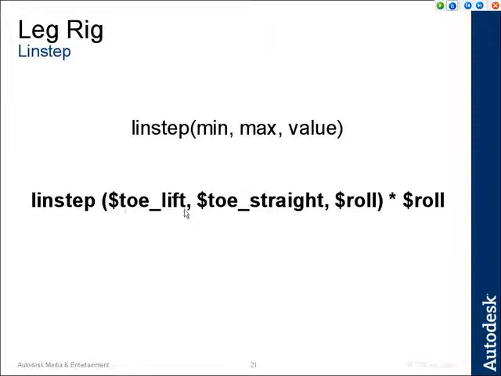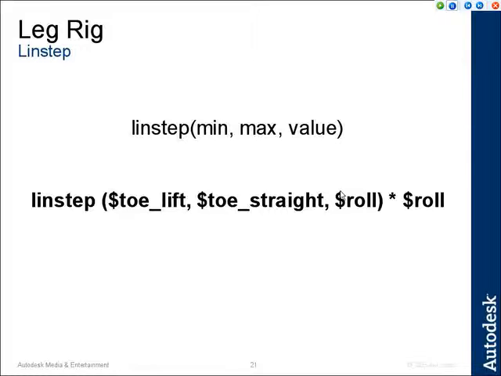Linstep, we get the toe lift, which is our minimum value, toe straight, which is going to be our maximum value, and the roll, and then we multiply that by roll itself. This means that when roll is less than the toe lift, it will return 0. When roll is greater than toe straight, it's going to return 1. When it's between the two, it's going to return a linear result between the two, growing from 0 to 1. And whatever the result is, we multiply that by the current roll value to get roll. So as soon as toe straight is hit, the roll value, the toe lift rotate x, is going to be the same as the roll value.